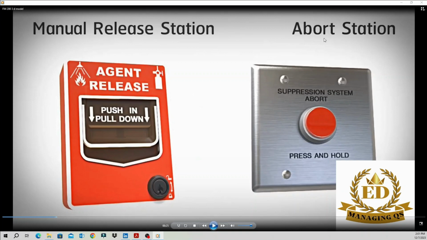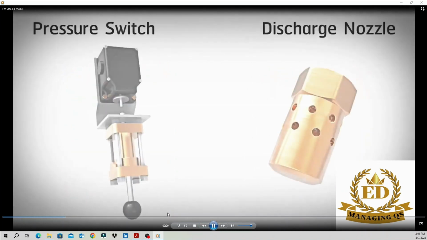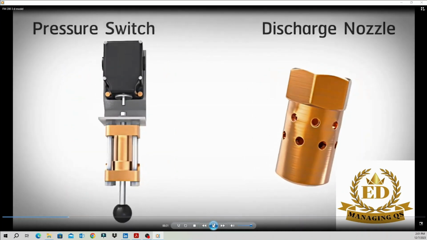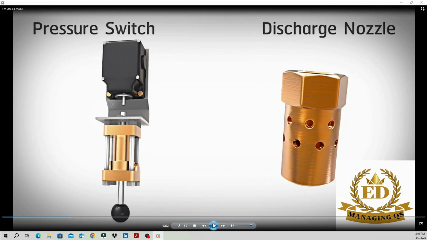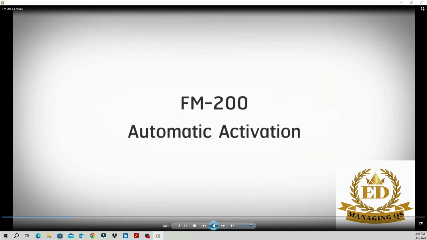The next one is the abort station. I will explain the whole function of these components later. Right. The next ones are the pressure switch and discharge nozzle. These are two very important components. Okay, right.